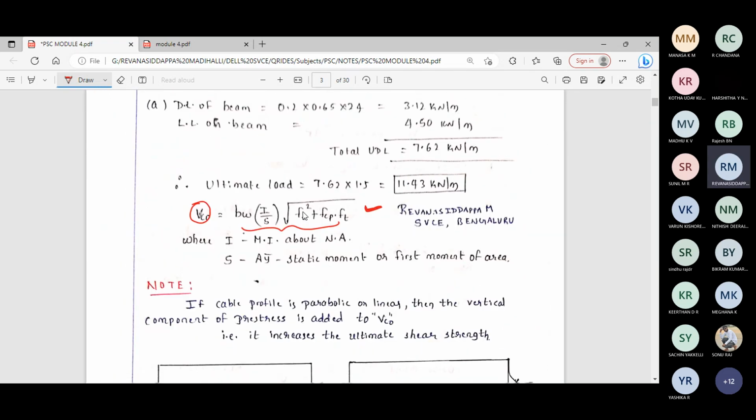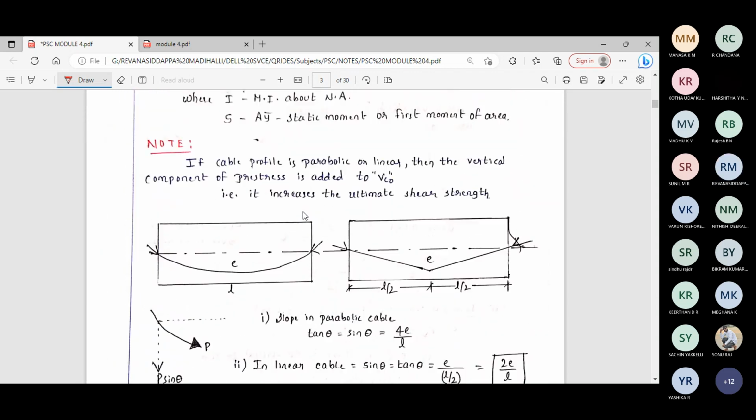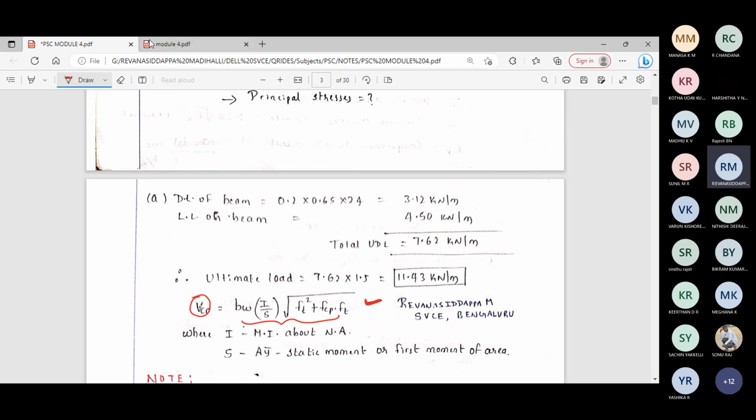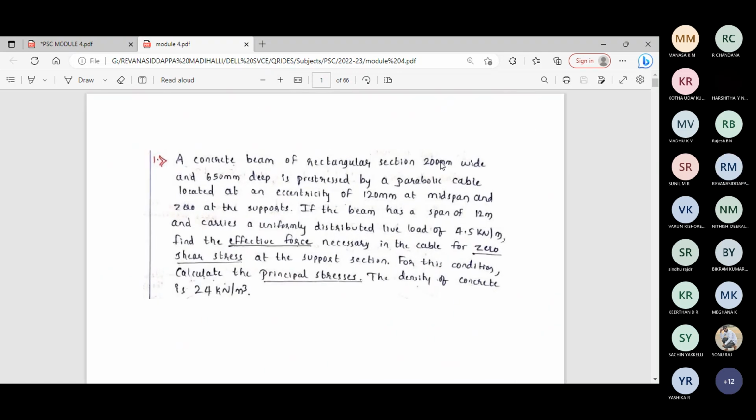With this, I'll directly go to solving the problems. Let us take the first problem. All of you write this problem. Take 1 minute to write the problem.